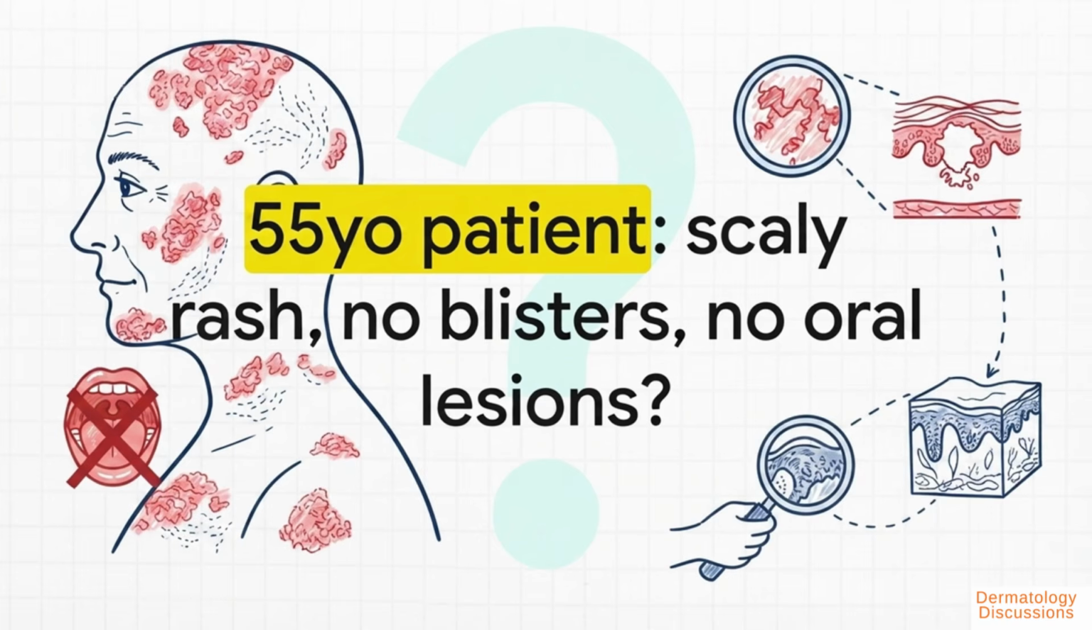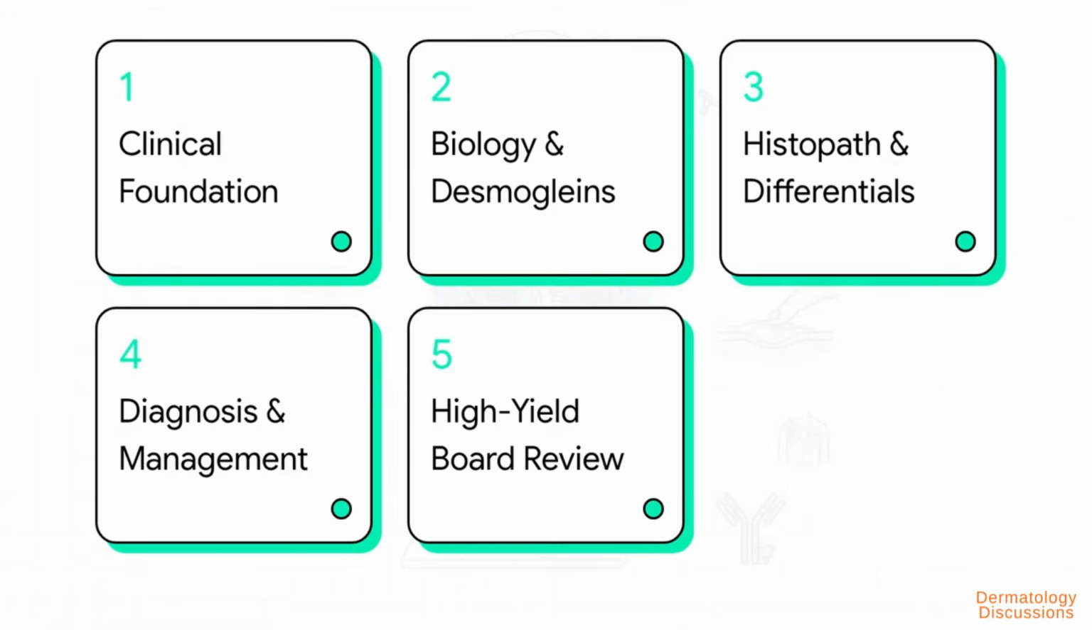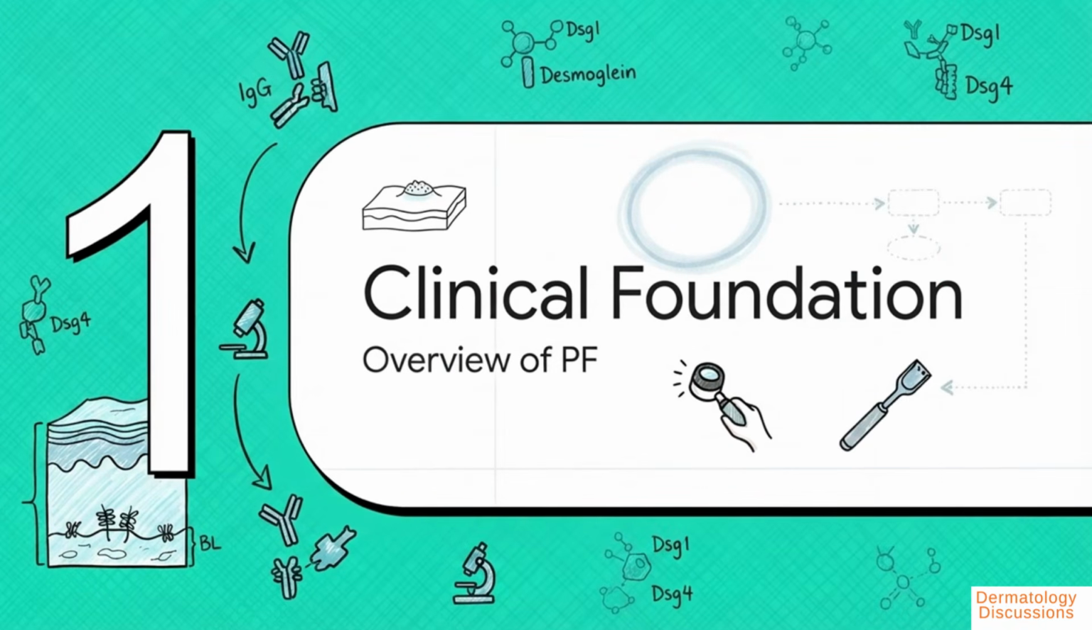Well, our mission in this explainer is to crack this case and help you perfectly distinguish this condition from its incredibly sneaky mimickers. To get there, here's our game plan. We're going to start with 1, the clinical foundation. Then we'll move into 2, biology and desmogleins. Next up is 3, histopathology and differentials, followed by 4, diagnosis and management. And definitely stick around for section 5, which is a high-yield board review to quickly test what we've just covered.